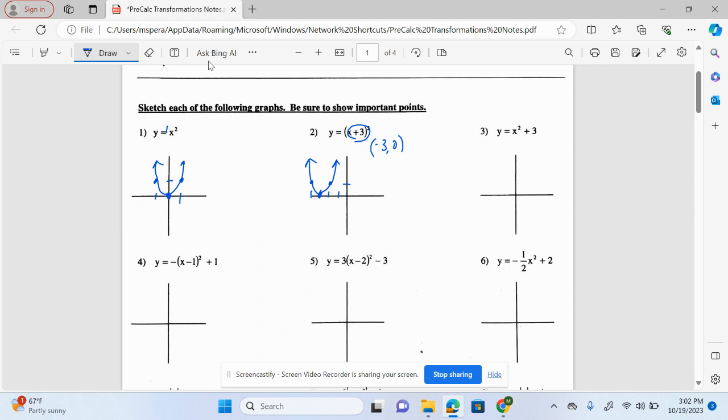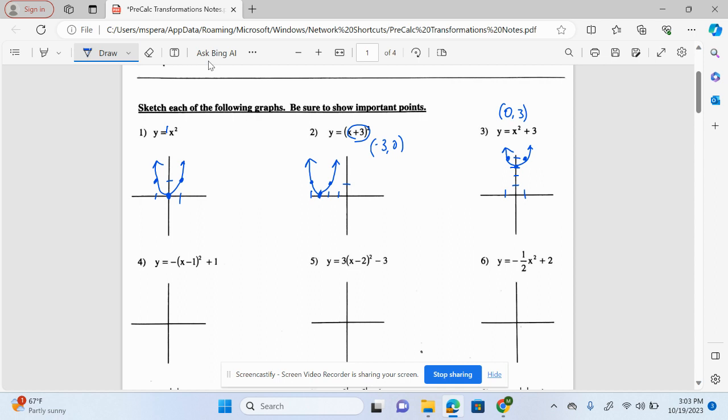Okay. And number 3, well, this one is different. This 3 affects the y-axis. So our starting point is 0, 3, 3 on the y-axis. Again, we look at A. A determines where we go after we start. Our next 2 points are 1, 2. Up 1 and over 1, both directions.